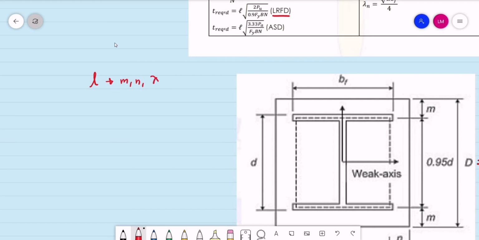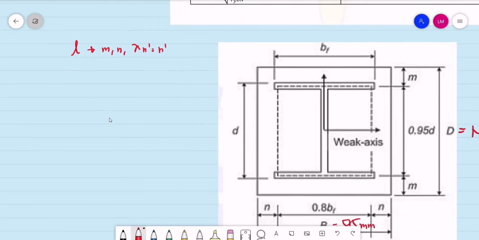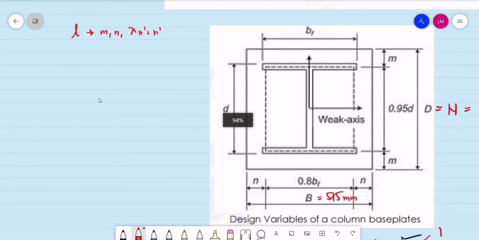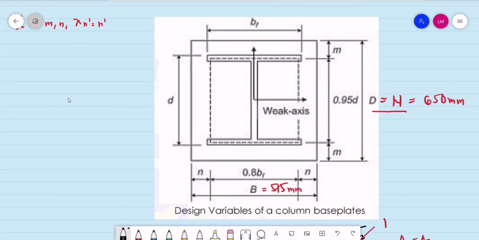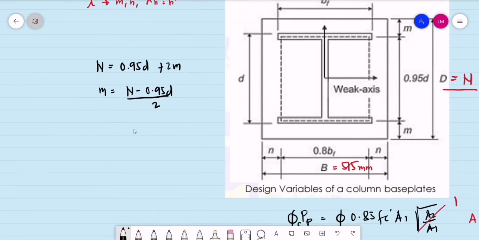This is the lambda sub n prime. In some references, this is basically the same as n prime. So how do we compute for m, n, and the lambda sub n? If we are to check the equivalent of our N on this figure, N is simply equal to 0.95 of d plus 2m. So if you are to compute for m, we transpose this term 0.95 of d, then divide by 2. That's how we compute for the value of m.